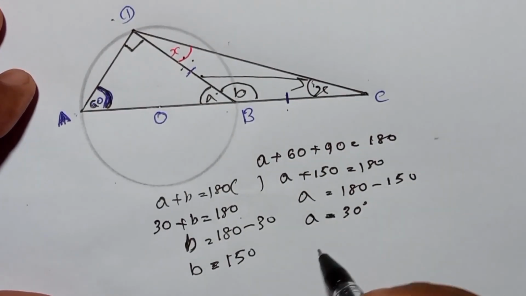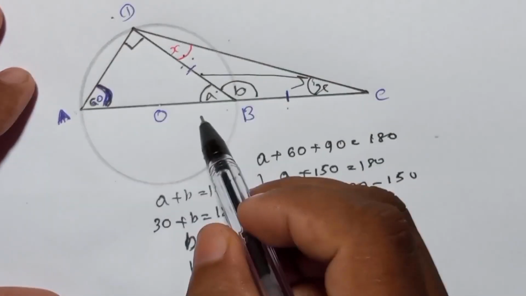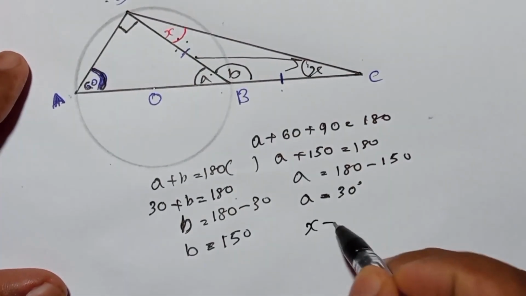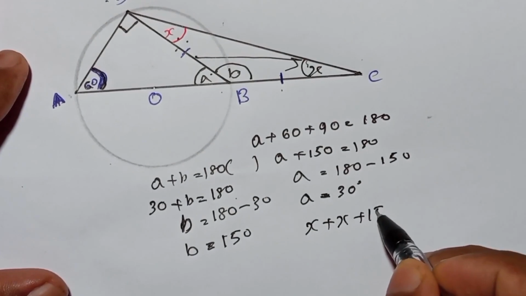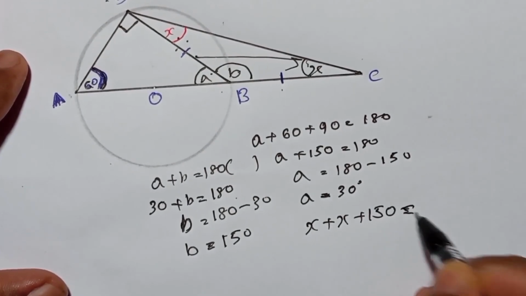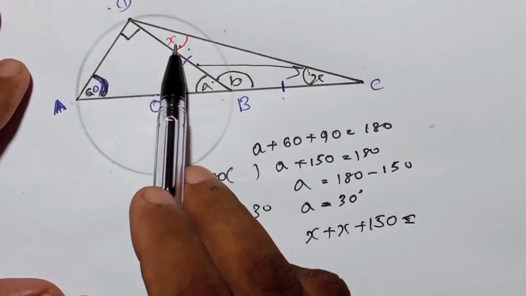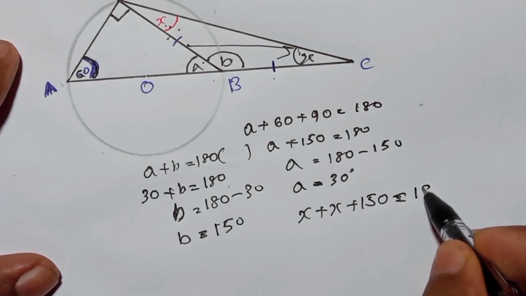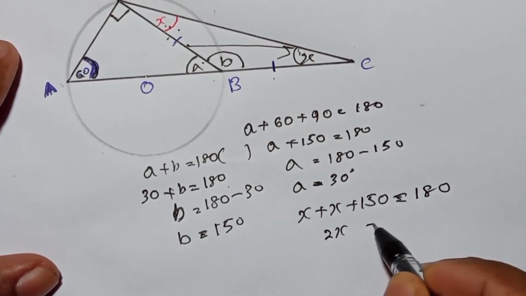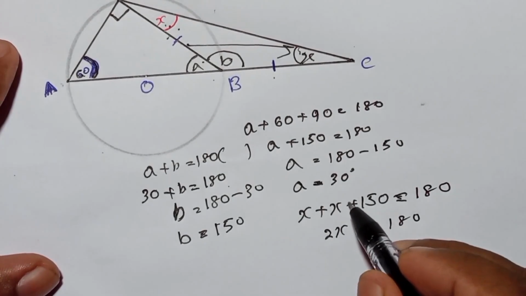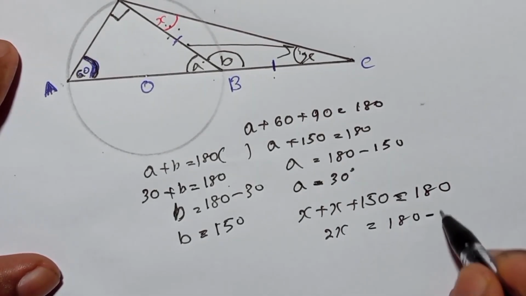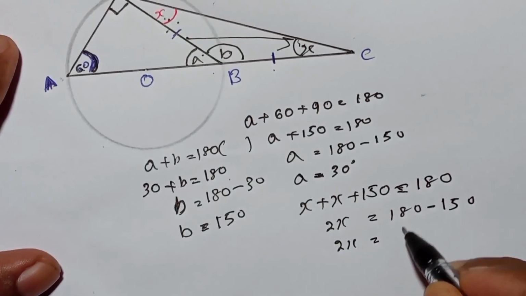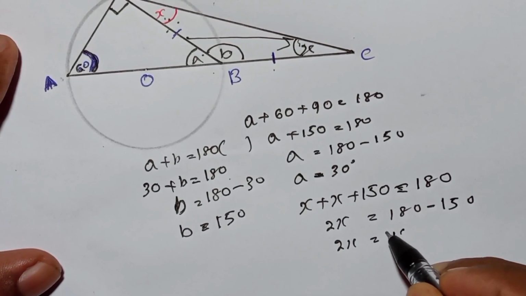Now you can write x plus x plus B. Here B means 150, so I will write directly x plus x plus 150 equals 180. Here it will be 2x, and 180 here. I will bring this plus 150 to here, so it will be minus 150. So 2x equals 180 minus 150, which means 30.